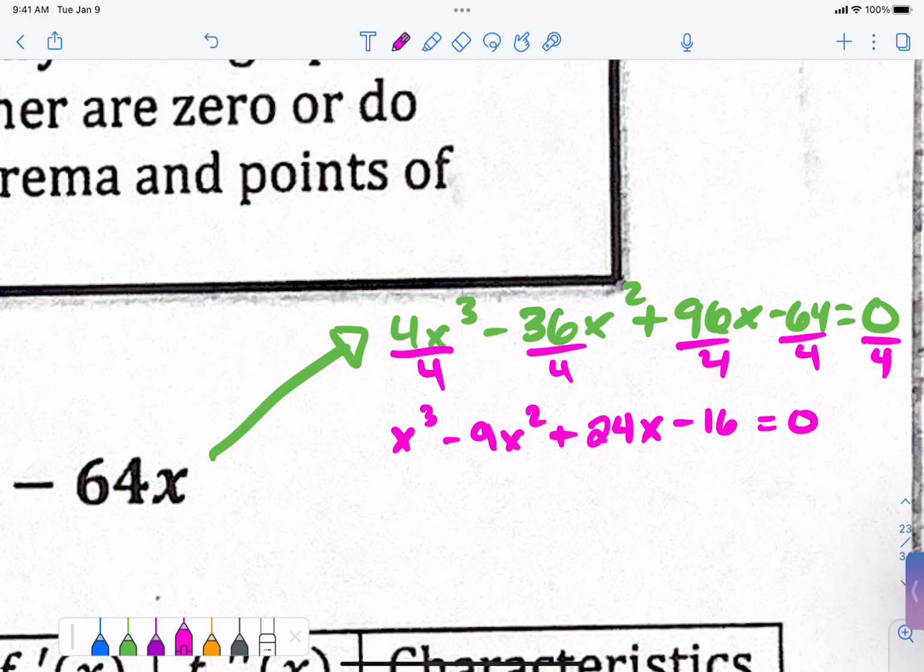I don't think you can factor by grouping that. If I group the first two and pull an x squared out, I'm left with x minus 9. Am I going to get x minus 9 if I pull anything out of the last two? Maybe not. So do we have to use P and Q on this? This is a bad one.